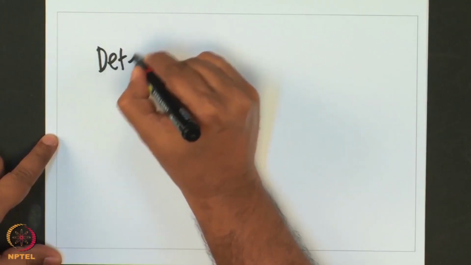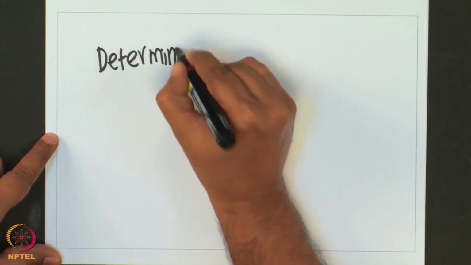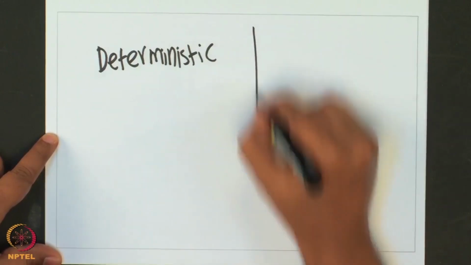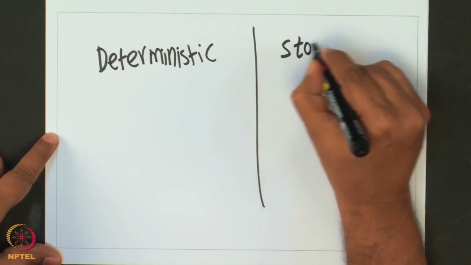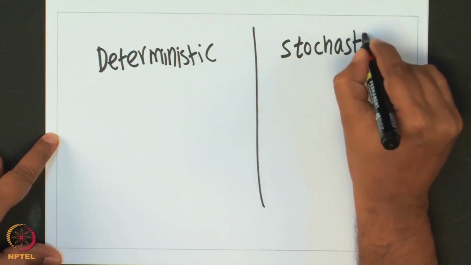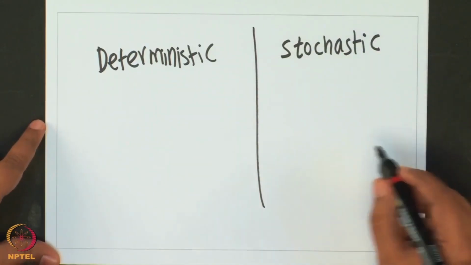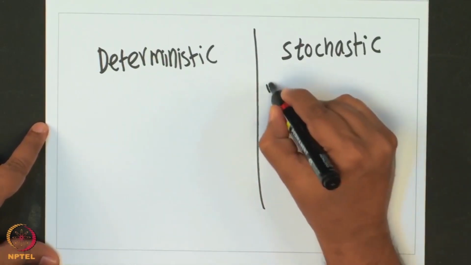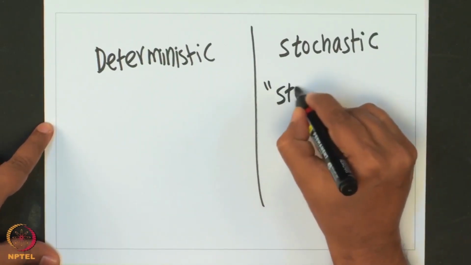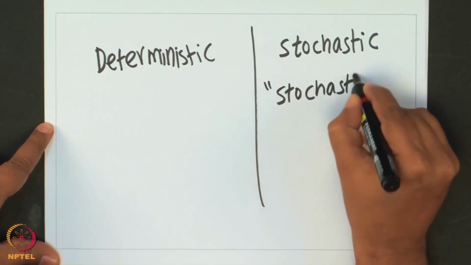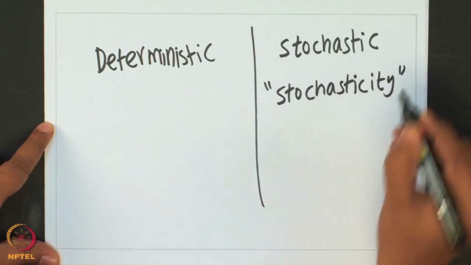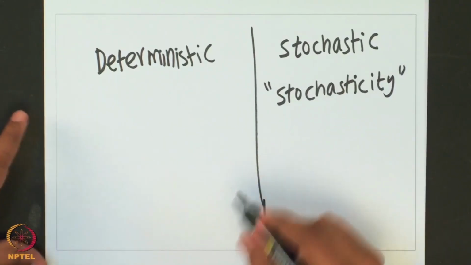So, there are two terms that you would want to know, and these are called deterministic and the other one is stochastic. You would often hear the word stochasticity. So, let us quickly understand what it means.